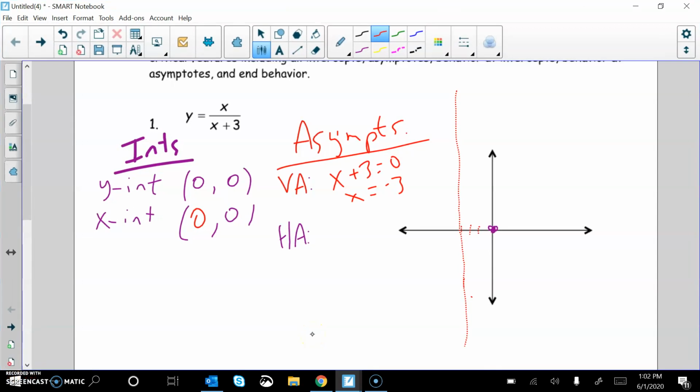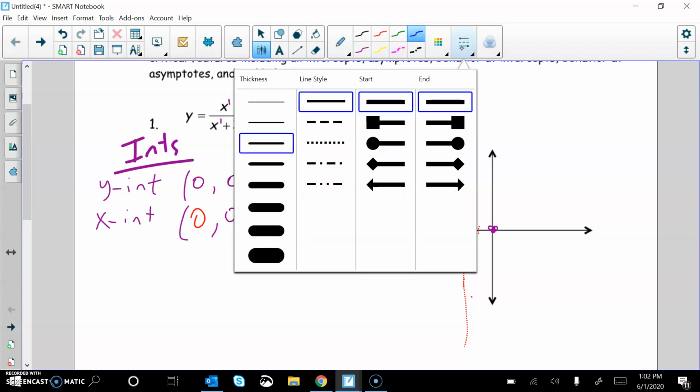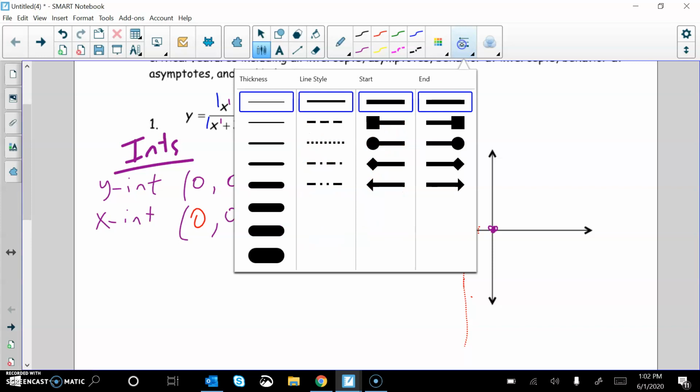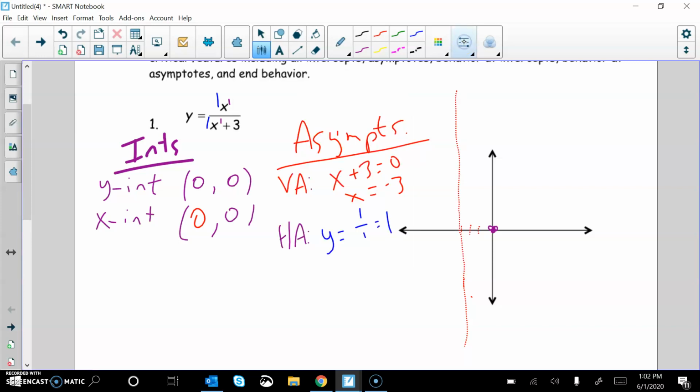Let's go back. So this one here, the degree of the numerator is 1. The degree of your denominator is also 1. My leading coefficients are 1 for the numerator and 1 for the denominator. So the horizontal asymptote is the line y equal to the ratio of those, 1 over 1, or just 1. So there's your horizontal asymptote right there. It got shifted up 1.